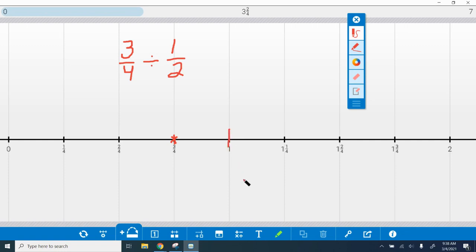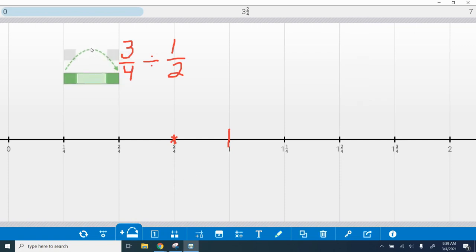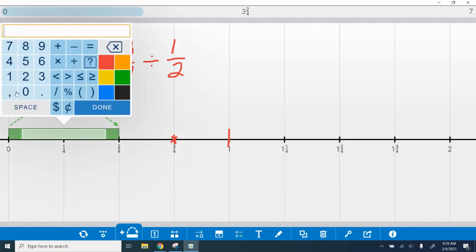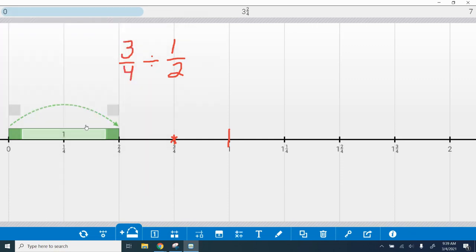Now, let's think about this question. How many groups of 1/2 are in 3/4? So I'm going to model that here. So from 0 to 1/4, that's a group of 1/4. We're looking for groups of 1/2. So now if I go to 2/4, is 2/4 equivalent to 1/2? Yeah, it is. So there's one group. Go ahead and label that. So we've got one group of 1/2.